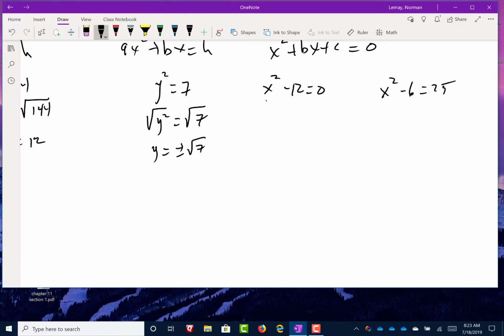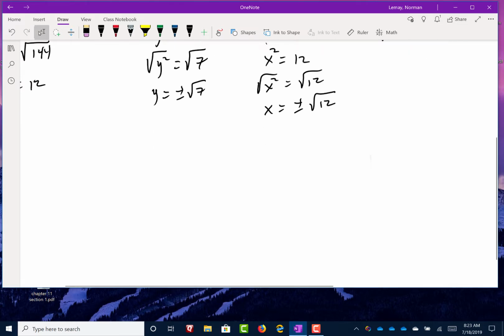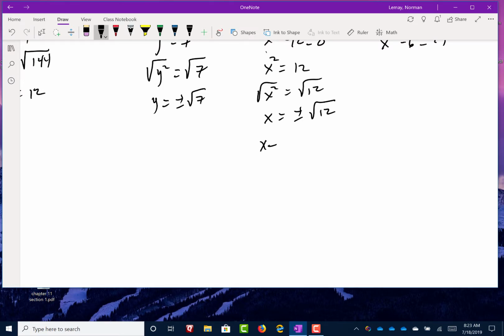So notice if we just add 12 to both sides, we get x squared equals 12. So I can go ahead and take the square root: the square root of x squared is equal to the square root of 12. So we get x equals plus or minus the square root of 12. And as always, just like with fractions, don't forget to put your radicals in reduced form. We've seen this a bunch of times already. So our final answer then is plus or minus 2 root 3.